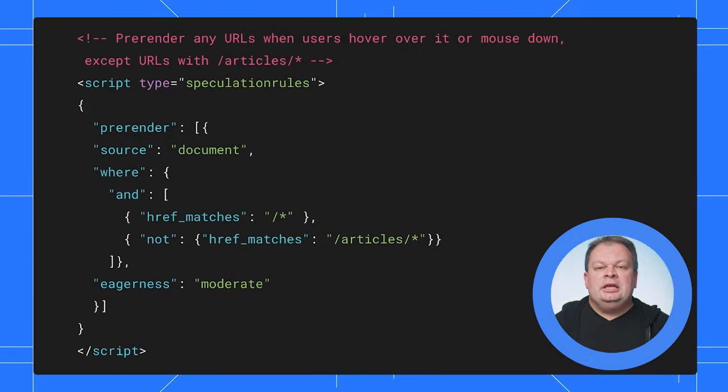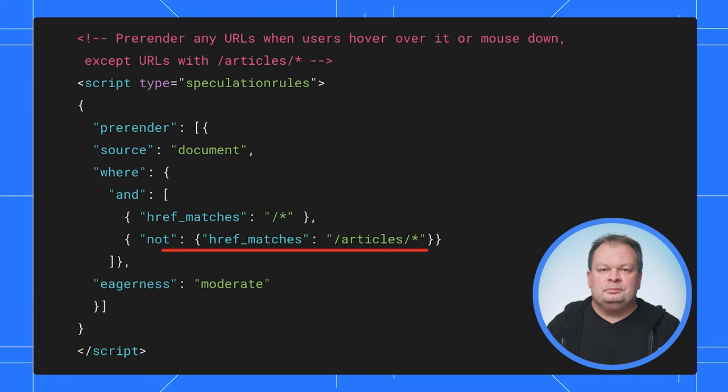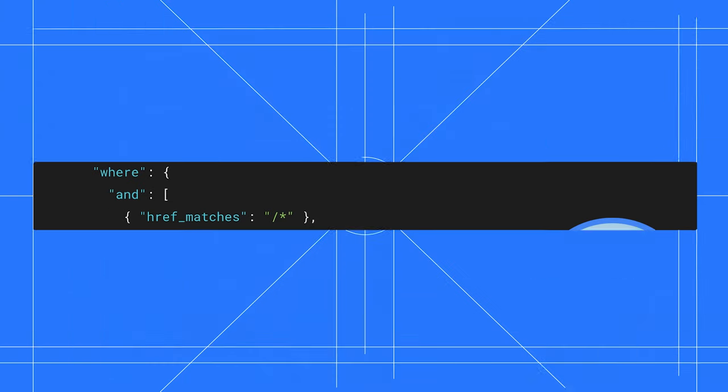Exactly. Here on our site, we set up the following speculation rules. The source is set to document rather than list. This means the URLs to pre-render are discovered in the HTML of the document. We choose to match any URL, including those with query params or anchor links. However, we exclude the slash articles pages. That's our control group. And we set the pre-render eagerness to moderate. That means on any hover or mouse down event, the pre-render will be triggered. Even that simple example is already starting to get complicated. How can you know if that works?